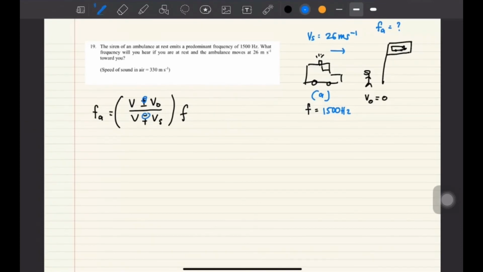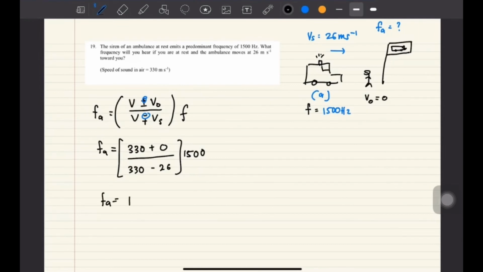So I'm going to take that one. So now your equation becomes FA equals to 330, this is given inside the equation as speed of sound in air, plus V observer is equal to 0, divided by 330 minus the source. Don't forget to multiply with the original, ataupun yang asal punya frekuensi. Dapat apa ni? 1,628. Okay, dapat sama tak? Sama. Okay, good, very good.